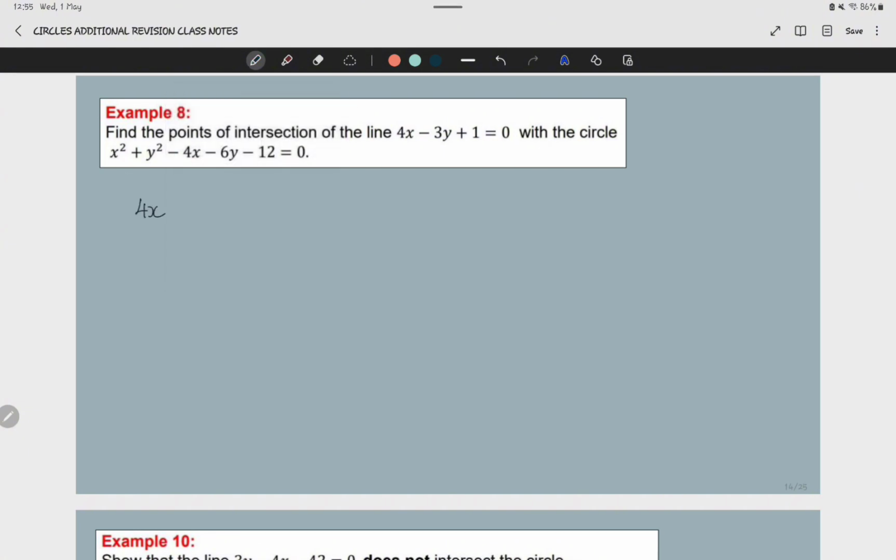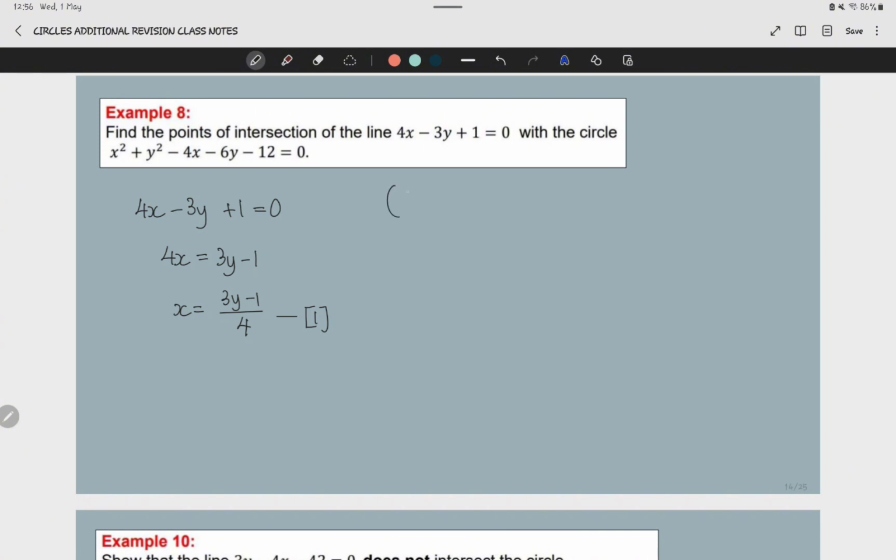So 4x minus 3y plus 1 equals 0. So 4x would be equal to 3y minus 1. x would be 3y minus 1 over 4. I have this relation, I put it into the first equation. Then we rearrange it and substitute into the x squared plus y squared equation, and so on. Then you get it.